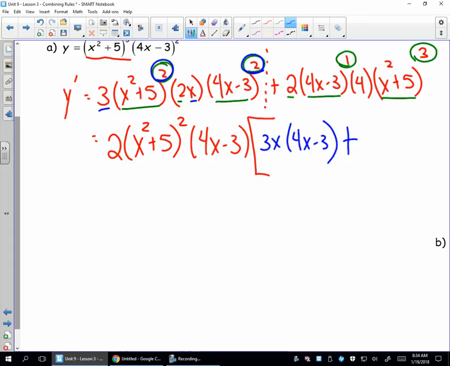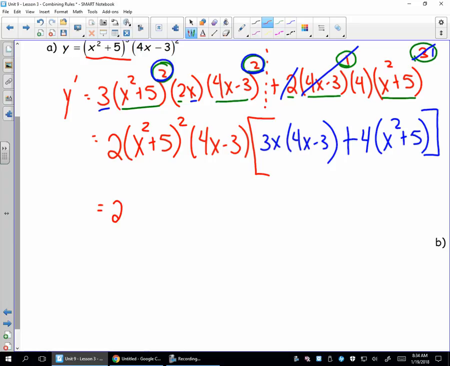Plus, I took out the 2, so that part's gone. I took out one of these, that part's gone. I didn't do anything with the 4, so I've got a 4 still. And I took out 2 of these, so I'm left with one of them. Okay. So I'm still simplifying.